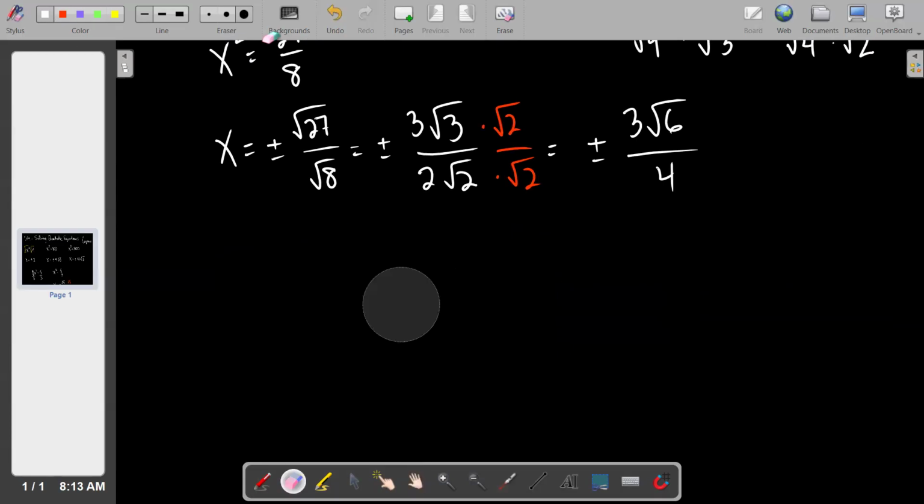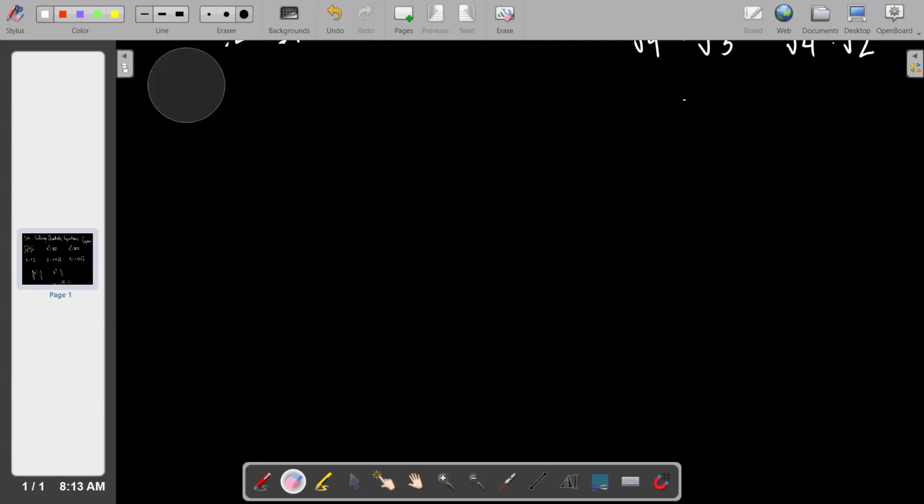Oh, I'm almost out of room. Can I get rid of this? Is anyone still writing that down? Okay. I just need a little bit more real estate. I don't see the sense in starting a new page.